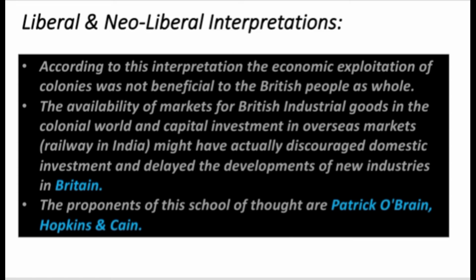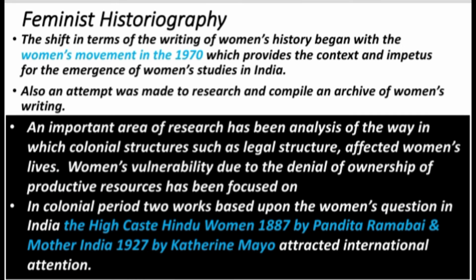Now the feminist historiography. The shift in terms of the writing of women's history began with the women's movement in 1970, which provided the context and impetus for the emergence of women's studies in India. Very soon, women's history broadened and assumed a more complex shape of gender history. In the early years, the endeavor was to write a history of women to supplement the writings of mainstream history. Also, an attempt was made to research and compile an archive of women's writing.